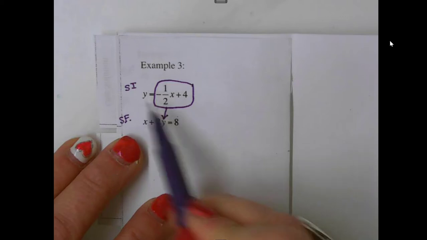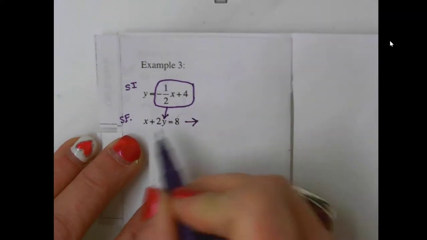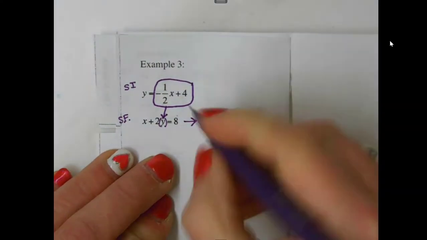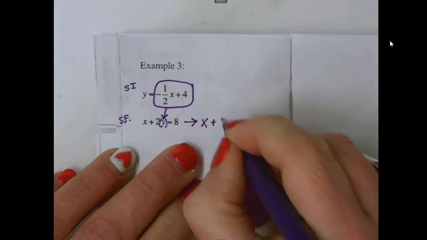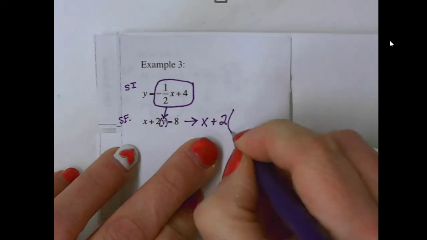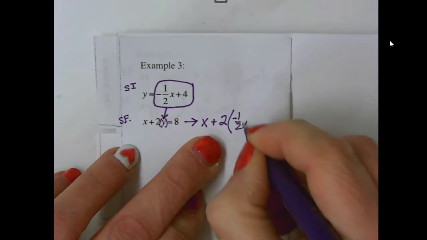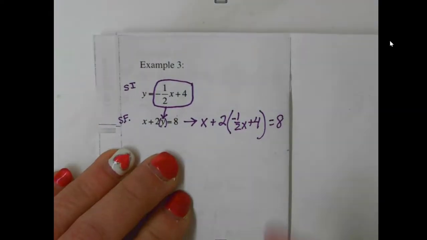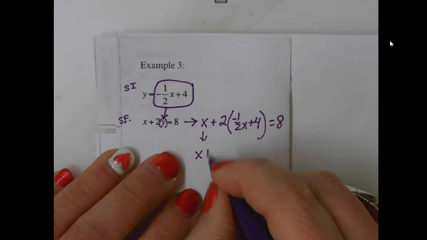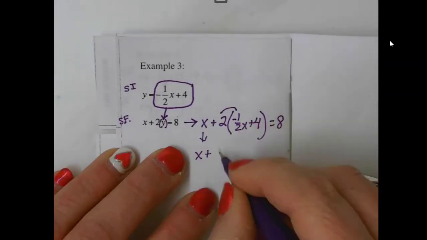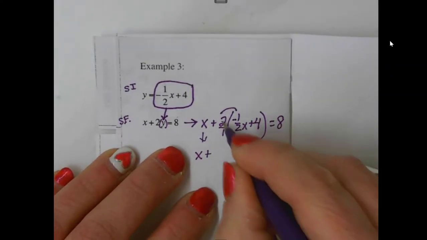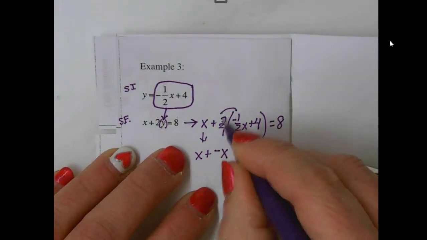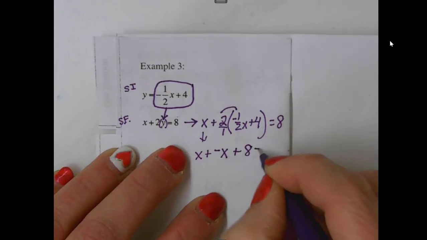See what's isolated first. We're going to rewrite this equation. Remember, variables have parentheses, so that's important to remember. x plus 2, this is that coefficient, and we're going to substitute in negative 1/2 x plus 4, and that equals 8. Bring down that x. Distribute. 2 divides 2 once, we're left with a negative x. 2 times 4 is 8.